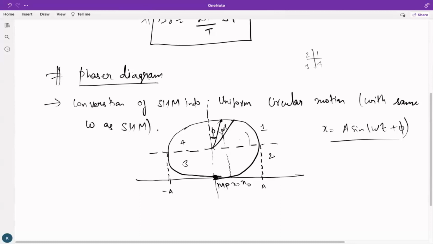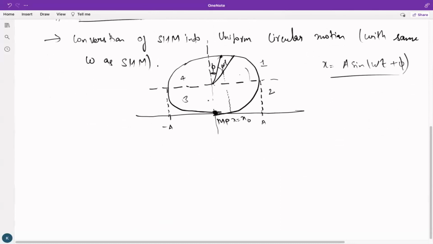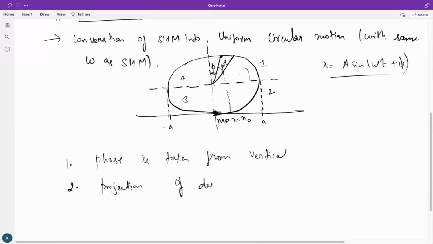So let me write some noted points that you have to keep in mind. The first point is phase is taken from vertical. Second thing that you have to keep in mind is the projection of displacement of the particle on the horizontal line represents the simple harmonic motion.